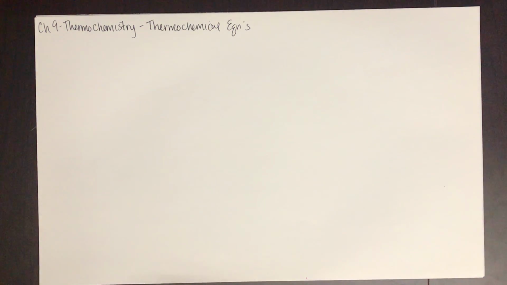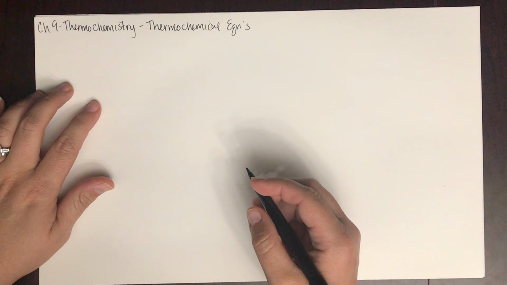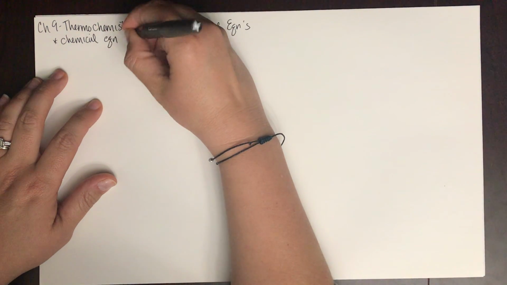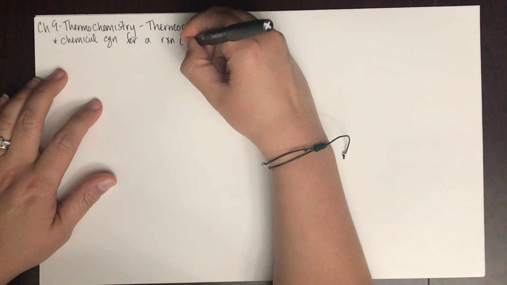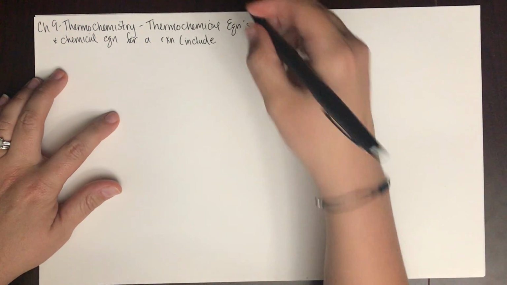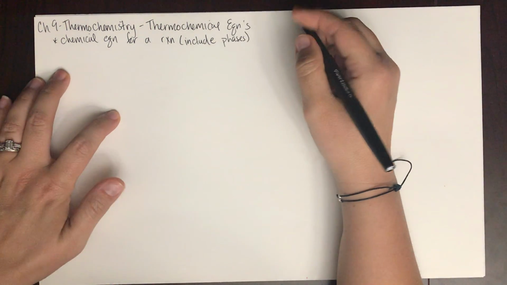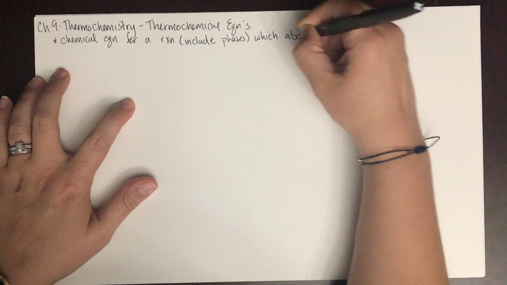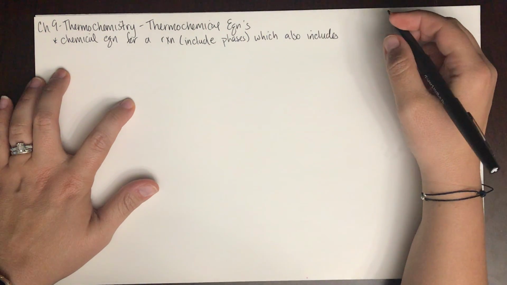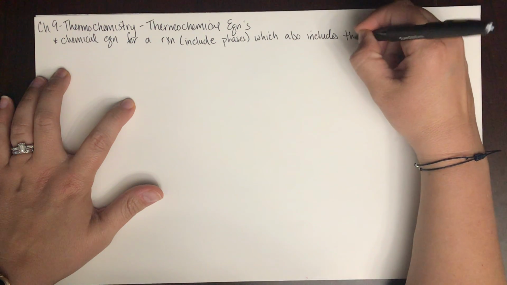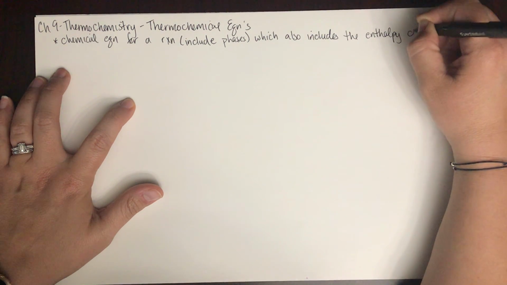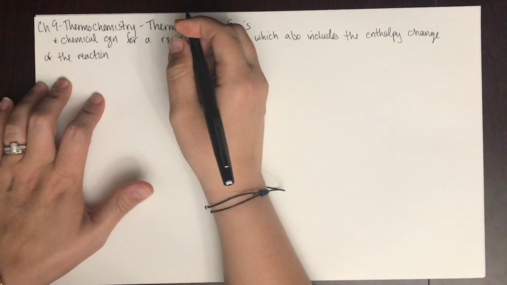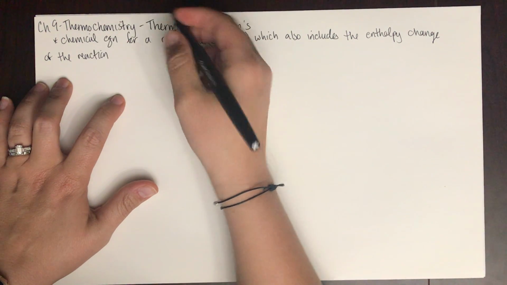So let me write that out. A thermochemical equation is a chemical equation for a reaction, including phase labels, including phases, which also includes the enthalpy change of the reaction for the molar amounts written in the equation.